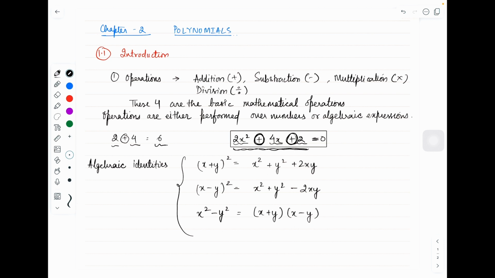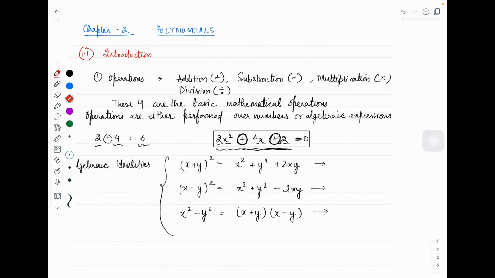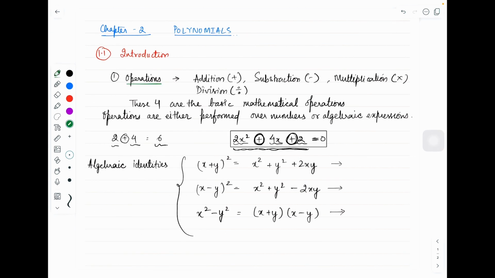So you have learned about this. What identities are and everything, we will cover again in this chapter, but in other sections, not in the first section. I'm only giving a glance. The first part is operations. Polynomial involves only two things: operations and algebraic expressions.